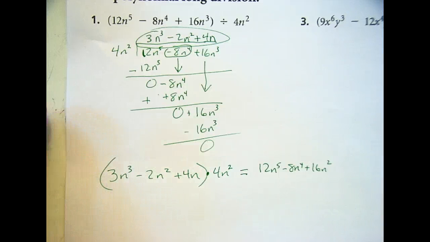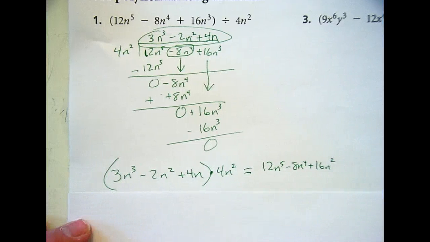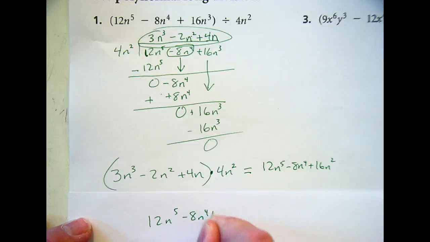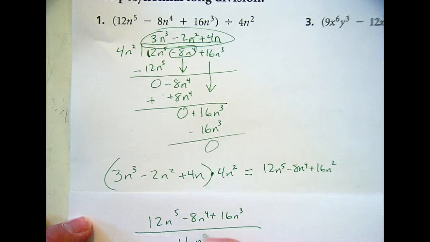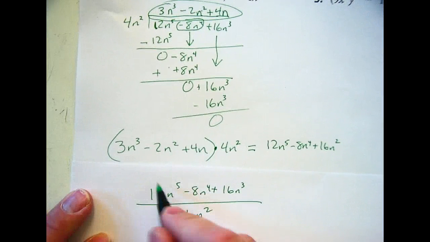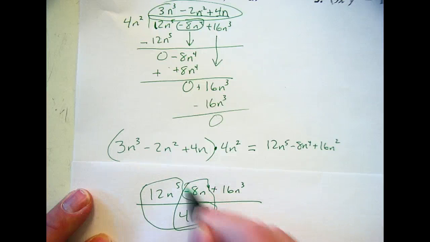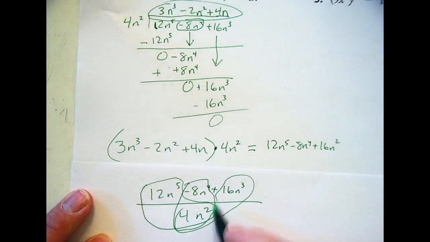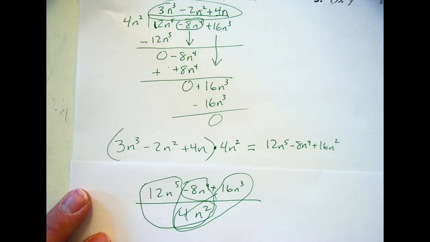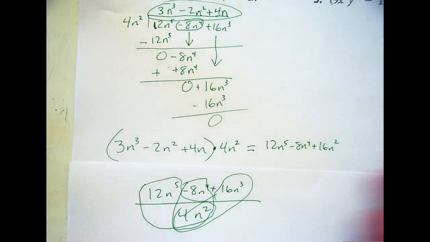Yeah, probably. Many of you may just look at that and go, well, why didn't I just take 12n to the 5th minus 8n to the 4th plus 16n cubed and divide it by 4n squared? And then I could have just divided that by that, just kind of reducing each part. You guys understand what I'm saying? Yeah, you could have. That would have been just fine. You could have reduced each part.